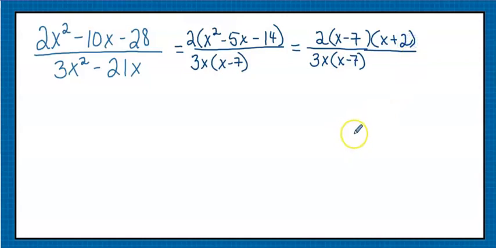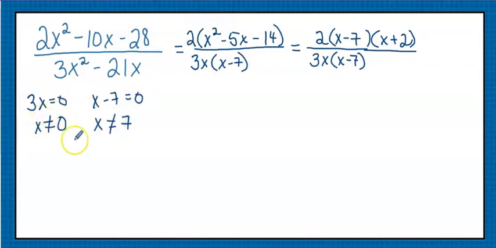Okay, so at this point, we could state our domain restrictions, which I'm going to go ahead and do. So this is a factor right here. This is a factor. 3x equals 0, divide by 3. X cannot equal 0. And then x minus 7 equals 0. X cannot equal 7. So these are the domain restrictions, so you can't have either one of those happening.